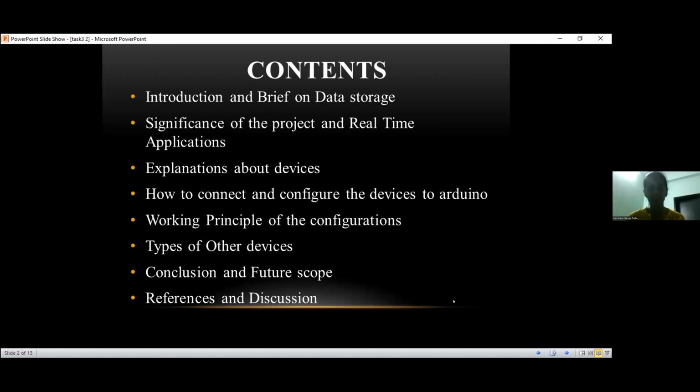These are the introduction and a brief on data storage and management. After that, we'll see the significance and the applications. We'll explain the devices we use to store data. After that, how to connect the devices for storage purposes, the working principles each storage device carries, and the other types of devices we have for storage. We'll finish with the conclusion and the scope in future if you want to extend this project.